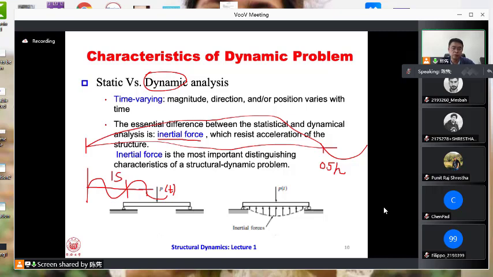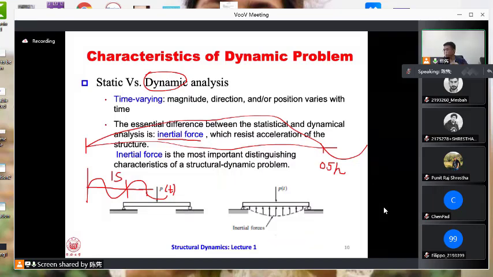Several students ask this question: how slow is slow? It is compared to the period or natural frequency of the structure. Let's say your period is 10 times higher than that of the structure. It's a slow loading, very, very slow. It changes very slowly and causes little inertial force or little acceleration. So it depends on your judgment whether it is a static loading or a dynamic loading.